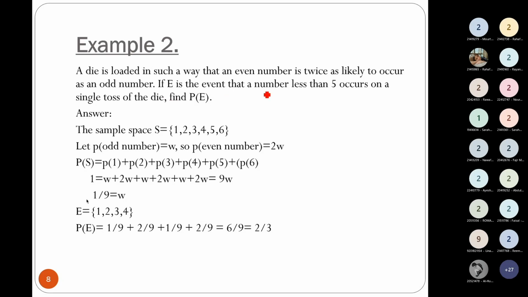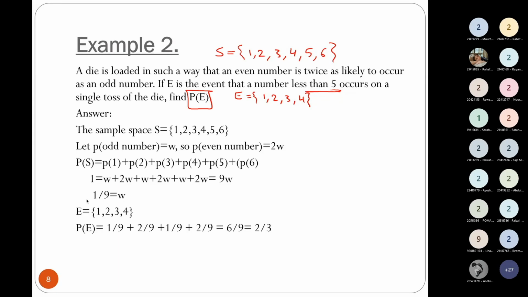Okay, so if E is the event of a number less than 5, less than 5 means 1, 2, 3, 4. This is the E. The sample space equals what? 1, 2, 3, 4, 5, 6. Any die has only 6 numbers. So E is 1, 2, 3, 4. We need to find the probability of E.